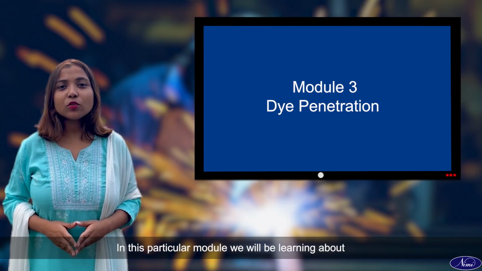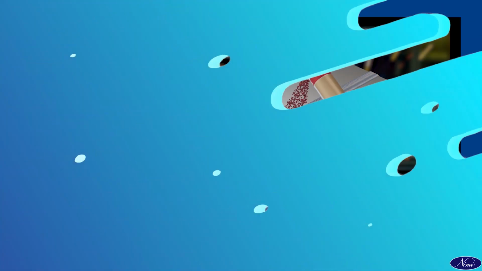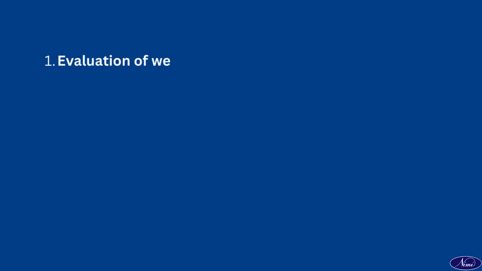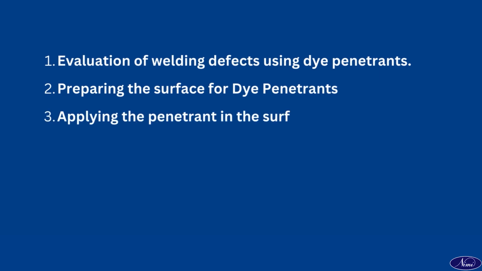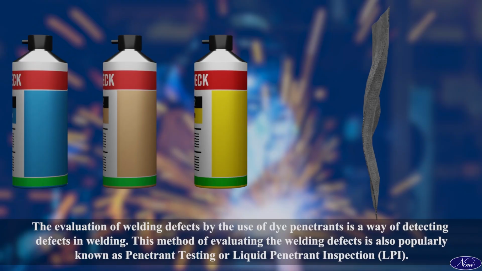In this particular module, we'll be learning about inspection of welds using dye penetrants. The objectives which you will be able to fulfill at the end of the module are evaluation of welding defects using dye penetrants, preparing the surface for dye penetrants, applying the penetrants in the surface of the area of defect, developer application, inspecting the defects, safety.